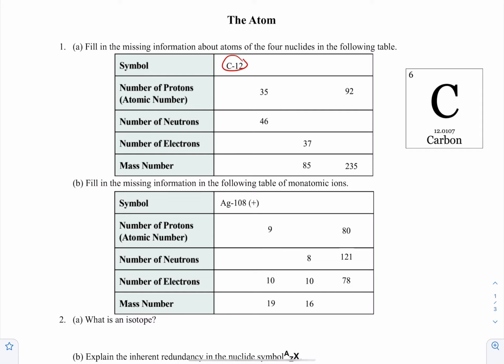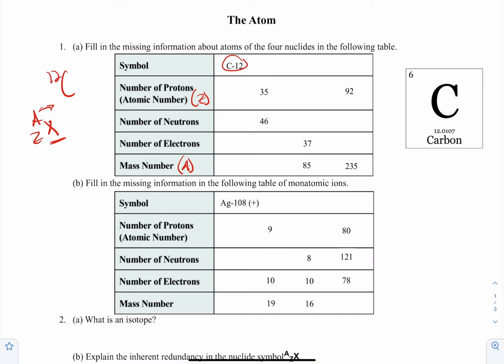Okay, I've written carbon 12 like this, but you'll probably see it written in the form A, Z, X, where A is the mass number, Z is the proton count, and X is the letter for the element on the periodic table. If I look at carbon, you're going to want to use the periodic table to fill out this chart. It's pretty much the only resource that you need here.